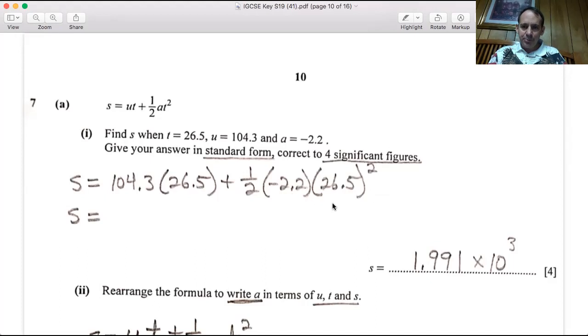So make sure you're putting it in the calculator so that it follows the order of operations. Squares have to go before multiplying, and then you multiply this out and do the addition with this product. So make sure you follow the order of operations. And if you've set your calculator to scientific notation, you should get 1.991 times 10 to the third power.